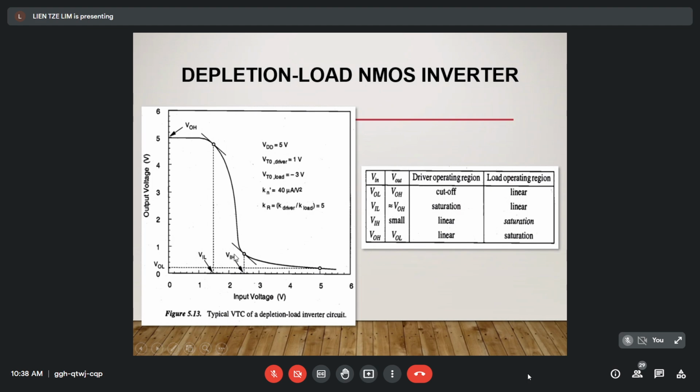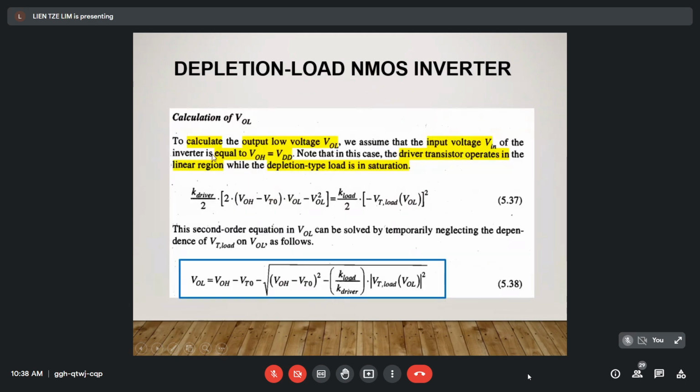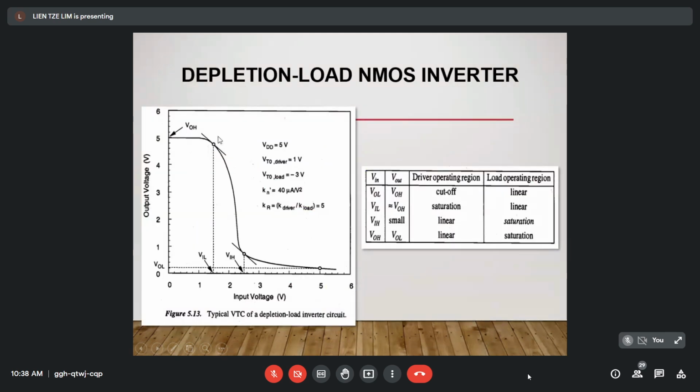You see that here the VIL, this is input low, actually indicates the point of the slope here. And then VIH is also a point at the slope, where there is a change at the output.